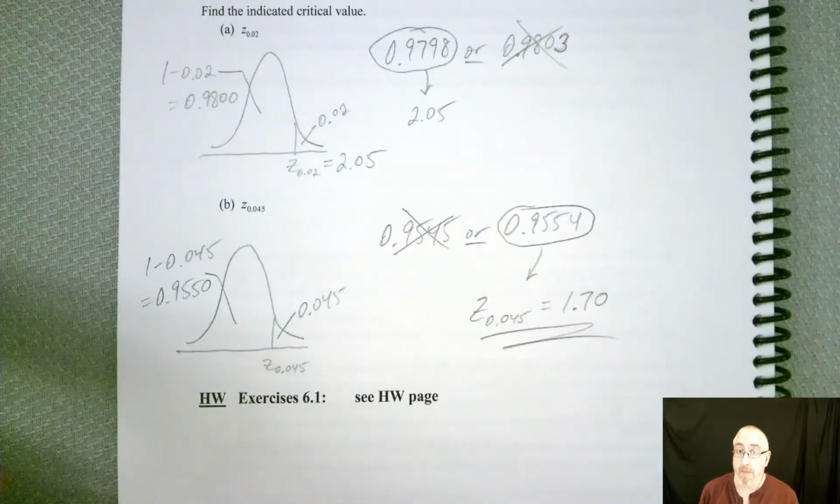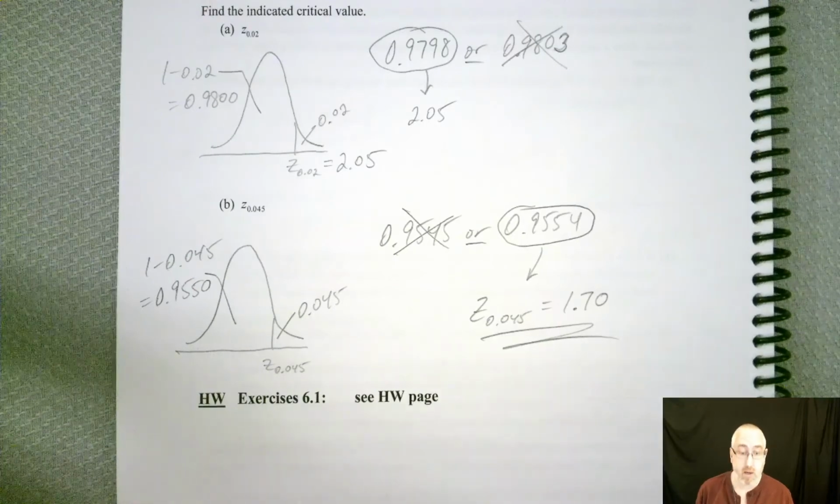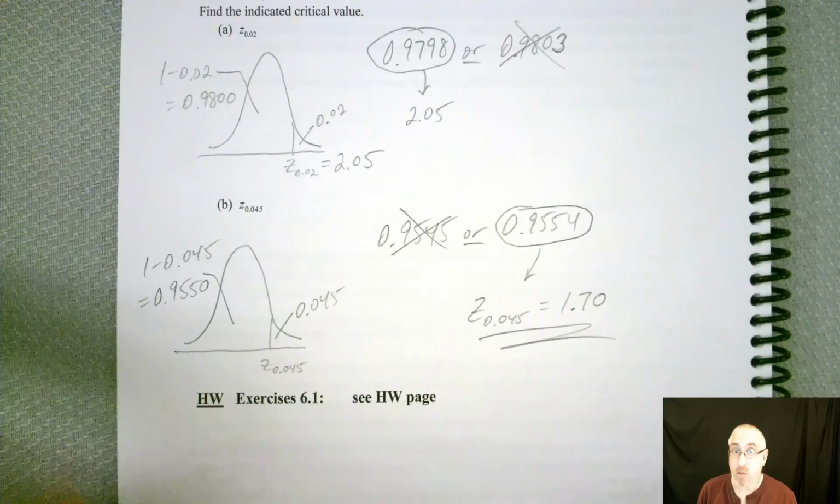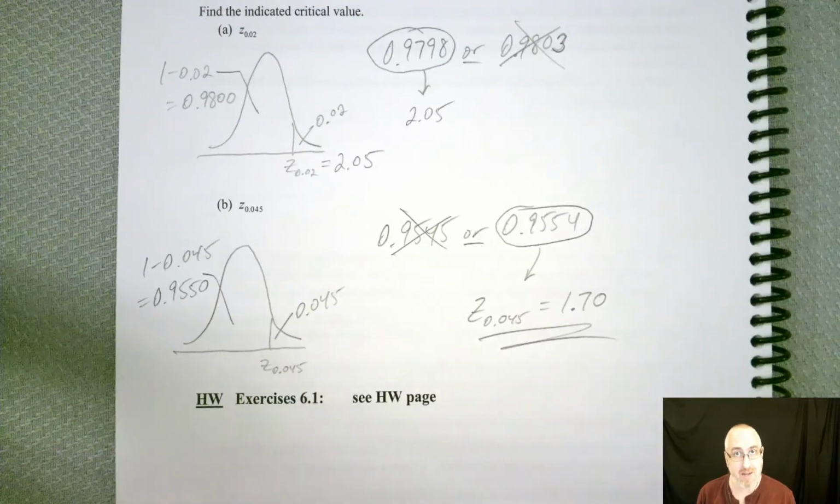All right, so that is finding critical values. That's how we can do that. All right, so we're going to see how we can expand this whole idea around bell-shaped distributions that are not standard in the next section. So it's going to get a little bit more interesting as we go.